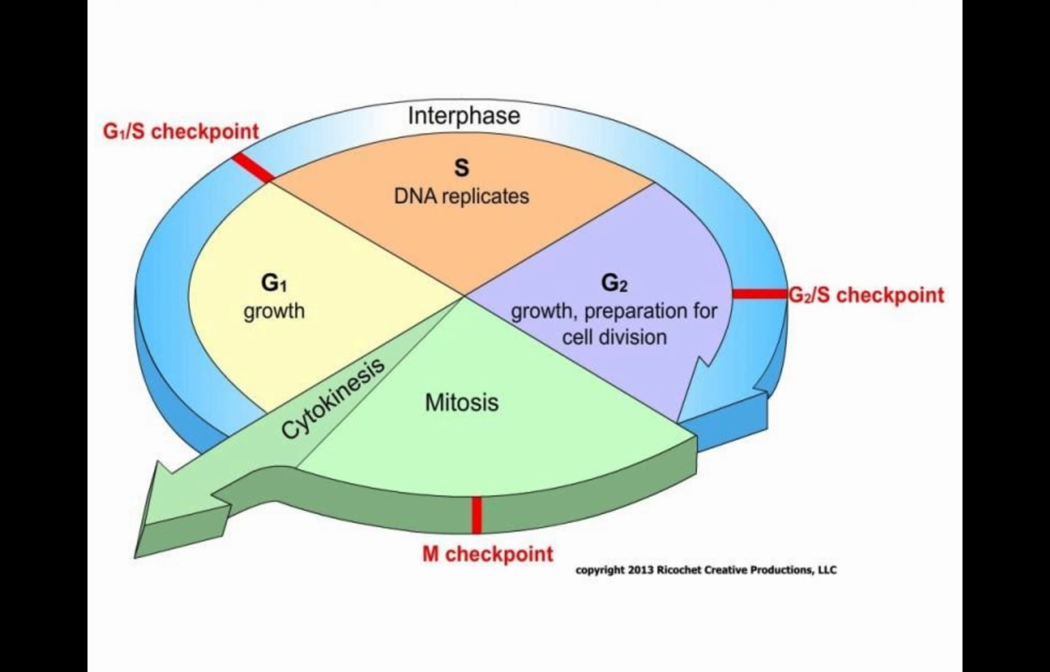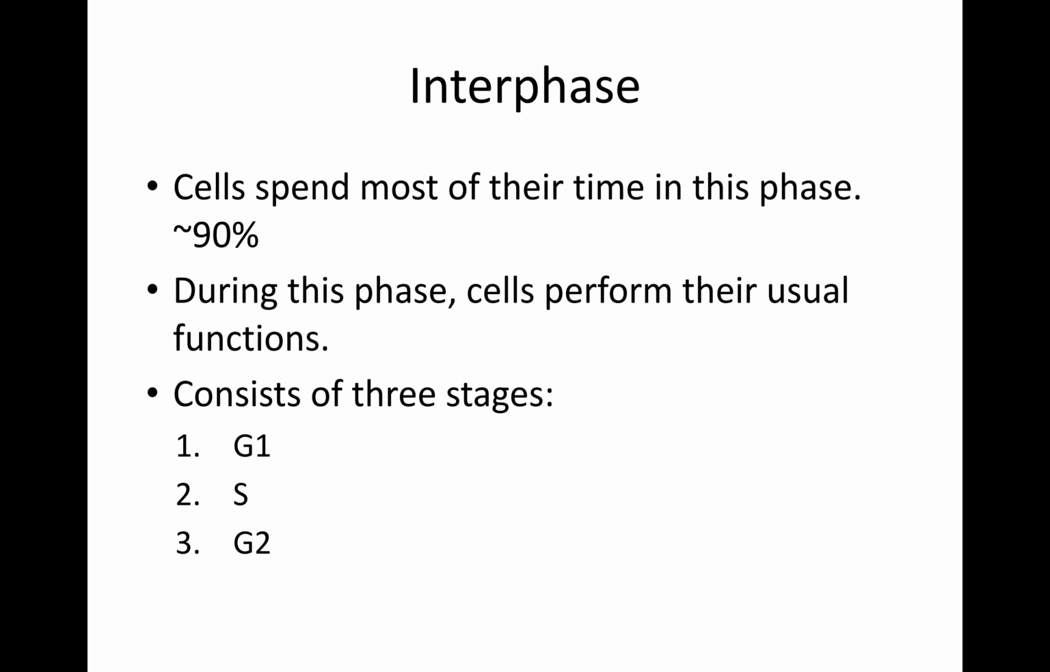Your cells spend a ton of time in interphase. And there's also some checkpoints that we're going to go over too. Checkpoints are like roadblocks to make sure everything is going smoothly, and if it's not, then it's going to dump it out. So like I said, interphase is where cells spend most of their time. It's around 90% of a cell's living time, I guess you should say.